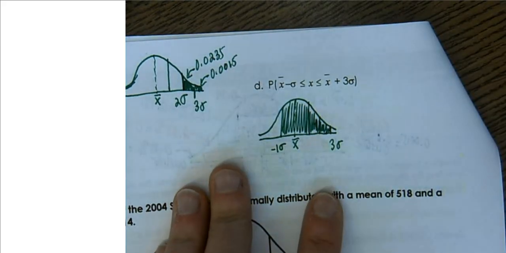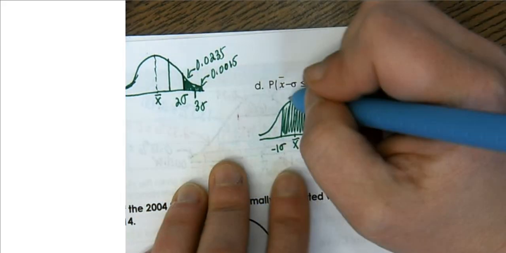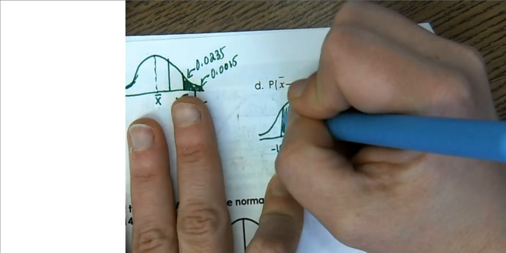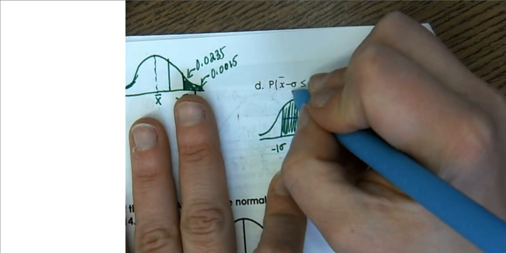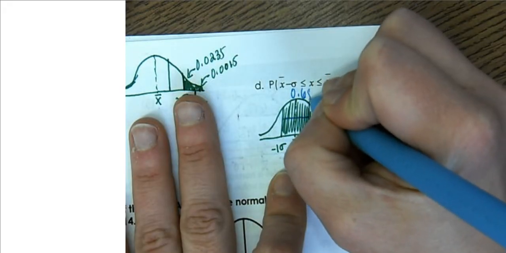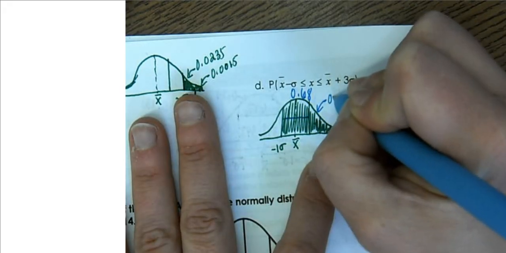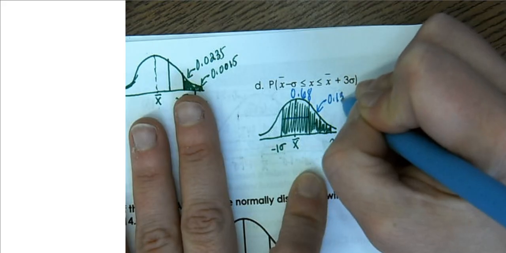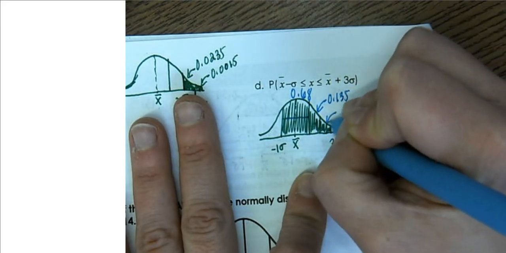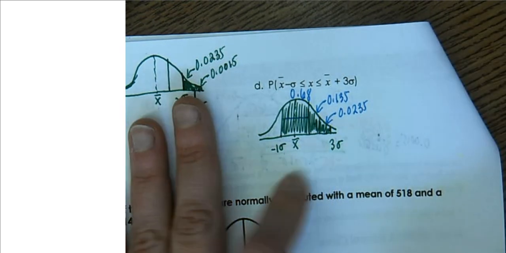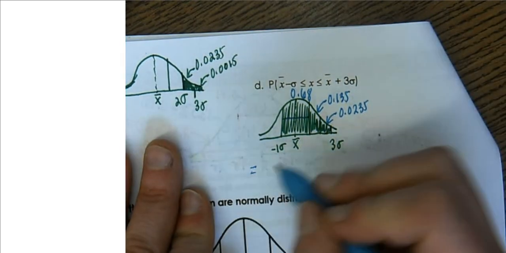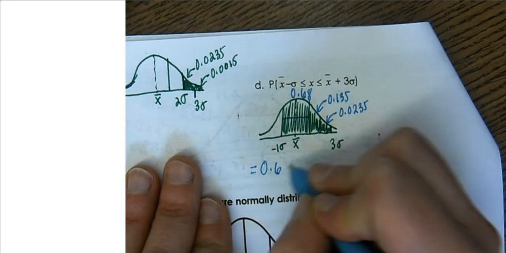So if I were to add all of my percentages together, you can see that we have between plus or minus 1 standard deviation. So that section right there is 0.68. And then this section is 0.135. And then this section right here is 0.0235. And so those are going to be all of the numbers that I'm adding together. So I absolutely just need to see what numbers you added together.